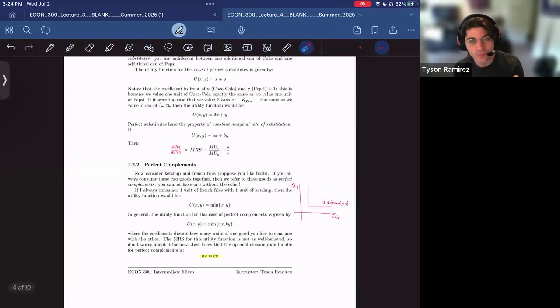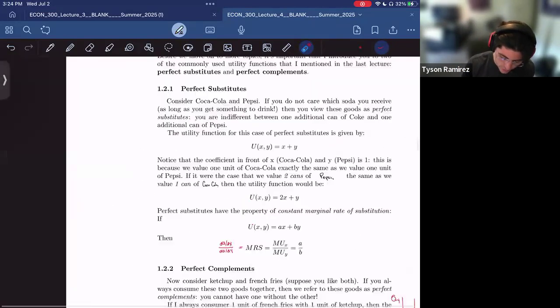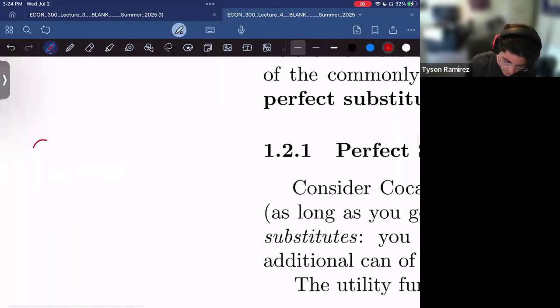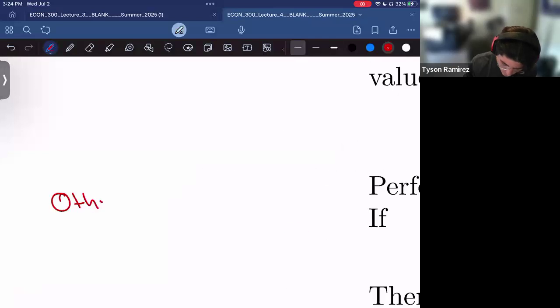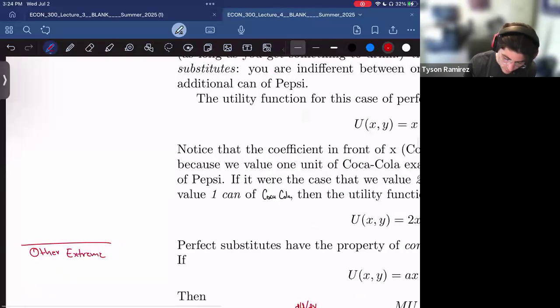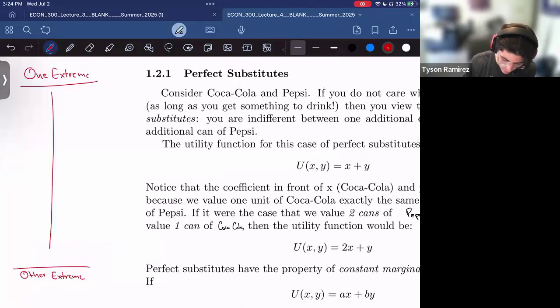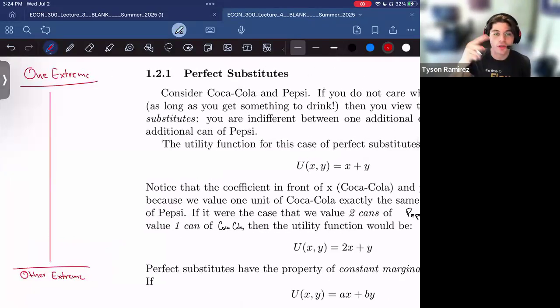So that was a slight detour, but this was just talking about some things that were mentioned at the end of lecture 3 that I think are important moving forward. Now, notice these are extremes. This is one extreme. This is the other. Most goods exist somewhere in the middle.